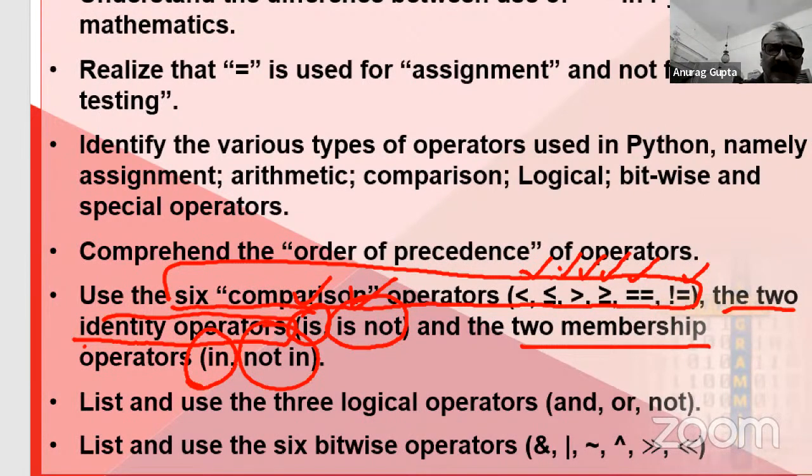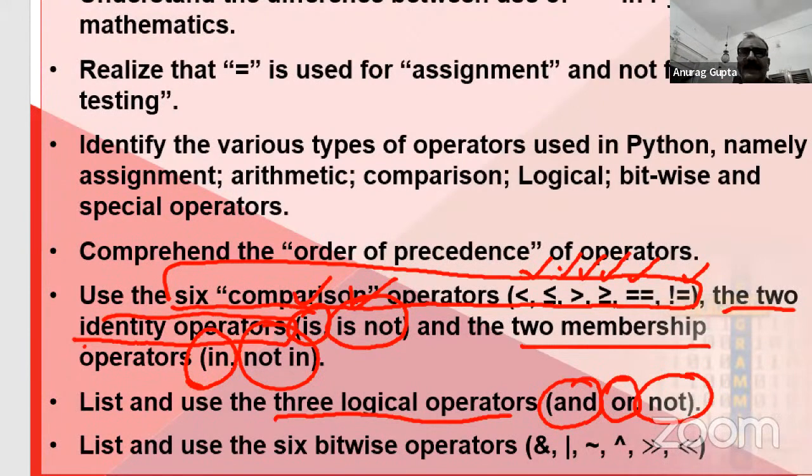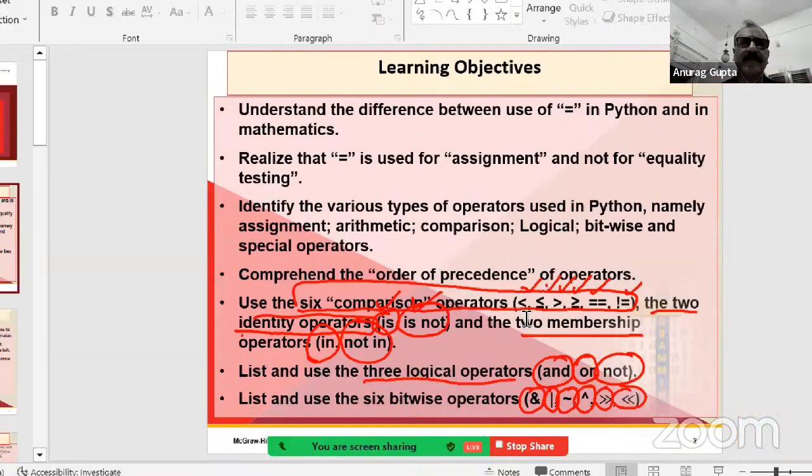Then there are 3 logical operators: and, or, and not. And then there are 6 bitwise operators: and, pipe, tilde, and so on. So these are the types of operators about which I will be talking today. So let's move further.